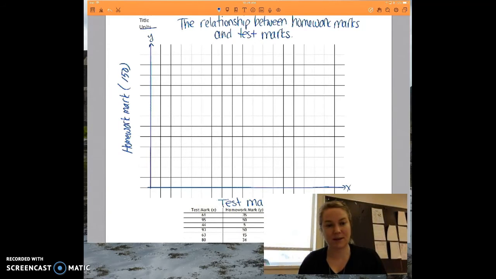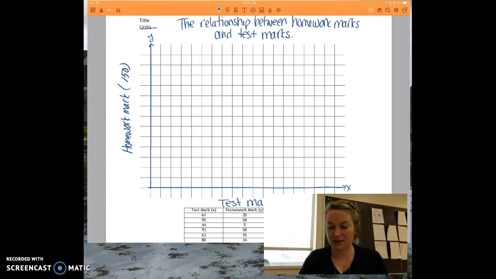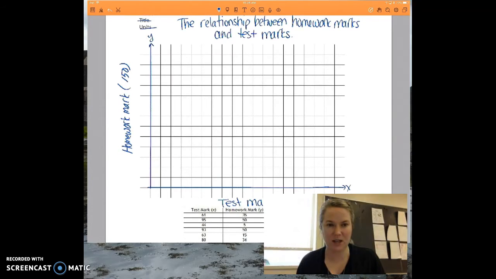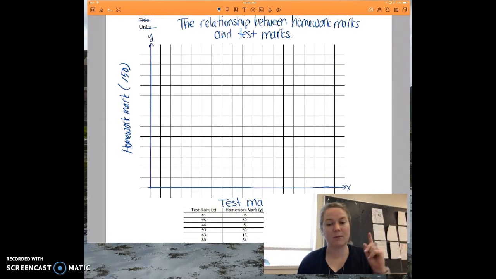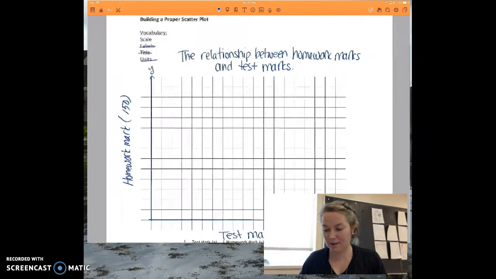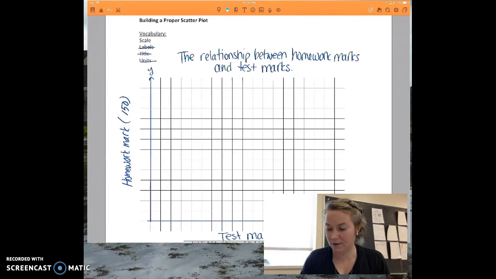So let's start graphing. We've got the title done. Can we graph right now? No. We have one more thing that we need. We need to have a scale. We need to know what the values are. And the most important thing with a scale, I'm going to highlight this for you. Must be evenly distributed.